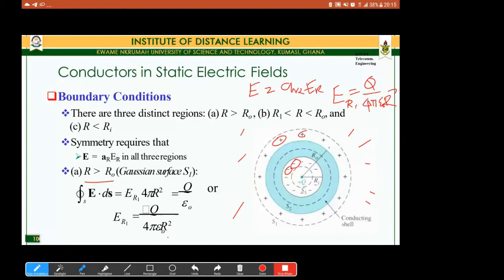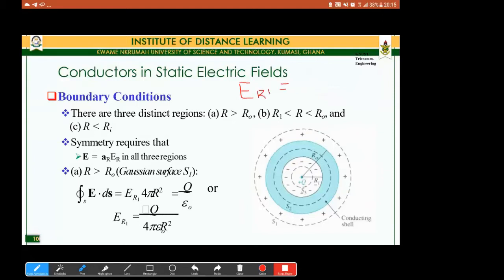And therefore, the electric field in that region outside the sphere will be equal to Q divided by 4 pi epsilon naught R squared. Outside the conductor. When we are dealing with inside the conductor, then it is between Ri and R naught. And inside here, it is only relative to what? Ri.